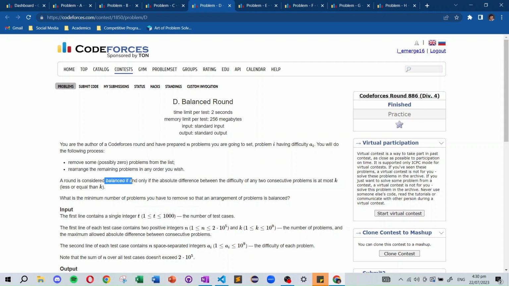And then we define a round to be balanced if the absolute difference between the difficulty of any two consecutive problems is at most k, less than or equal to k. And you have to find the minimum number of problems you have to remove so that an arrangement of the problems is balanced.